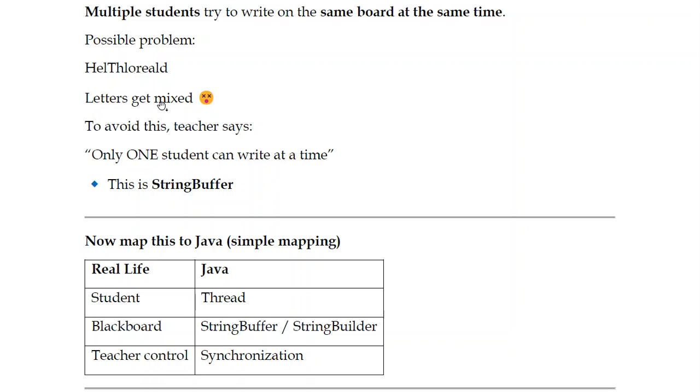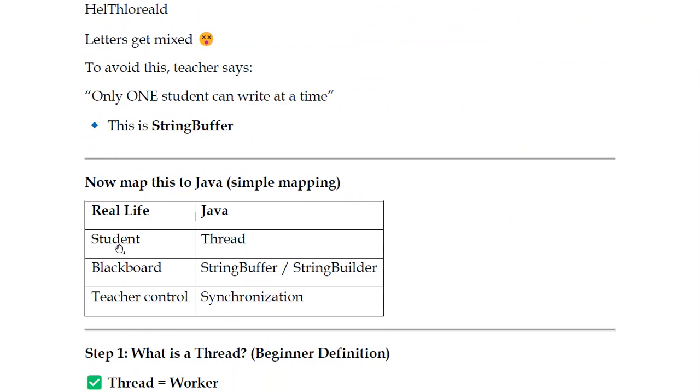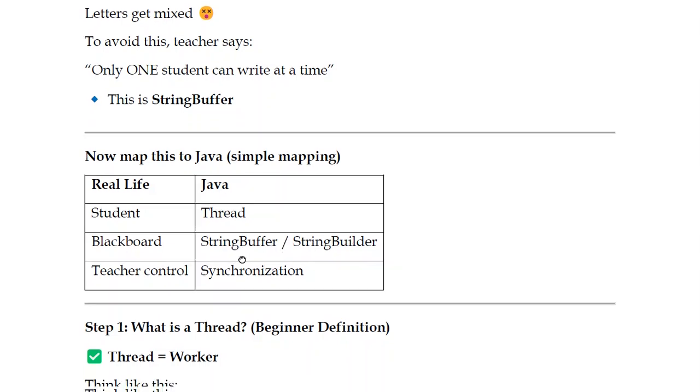Now we'll map this theoretical concept to the programming part. The real-life student is, in Java programming, a thread, a lightweight process. The blackboard, in Java programming, is the StringBuffer or StringBuilder. The teacher's control means only one student can write at a time. Others wait. He will write his name, Raja. The next person writes his name, Arun.